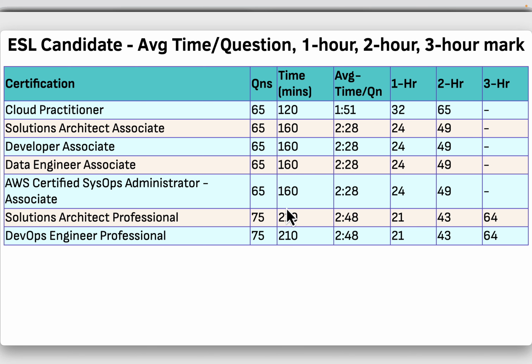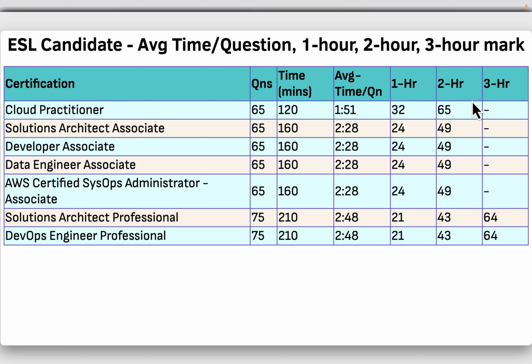The number of questions is the same, but the total time you have is 120 minutes, associate is 160 minutes, and 210 minutes. Average time per question is 1 minute 51 seconds. Here it's 2 minutes 28 seconds, and here 2 minutes 48 seconds. After the 1 hour mark, ideally you should finish 32. For associate, 24 questions you should have finished, and 21 questions here.